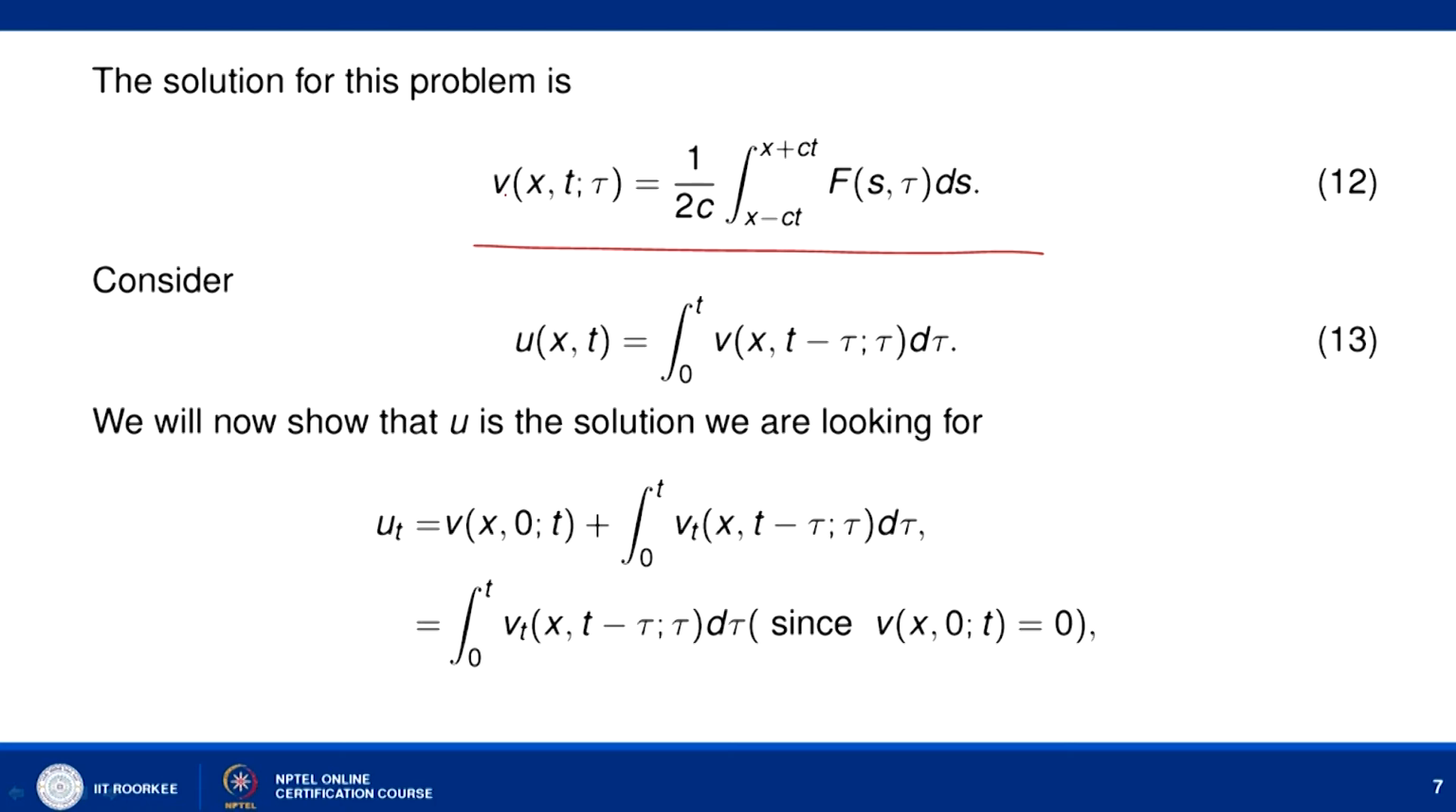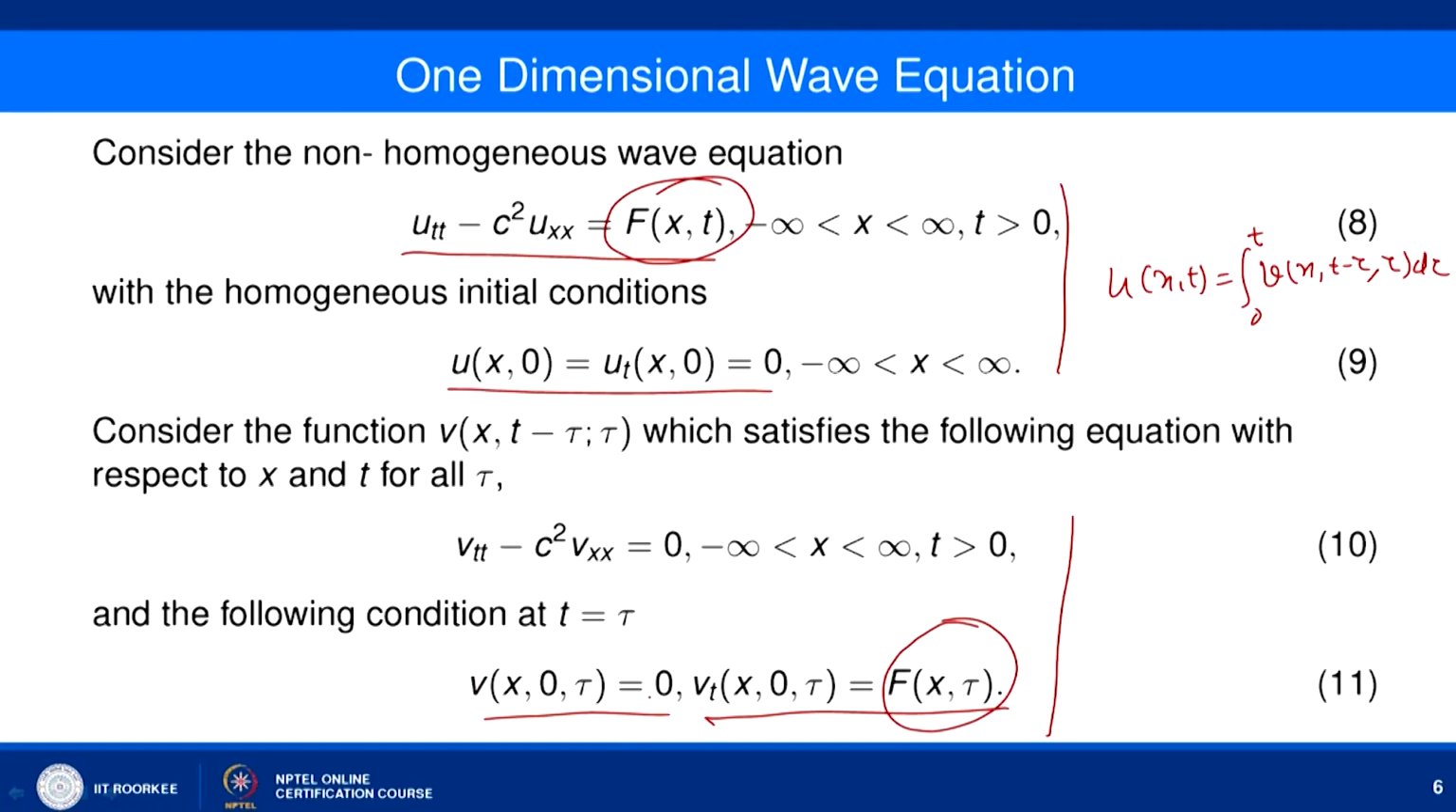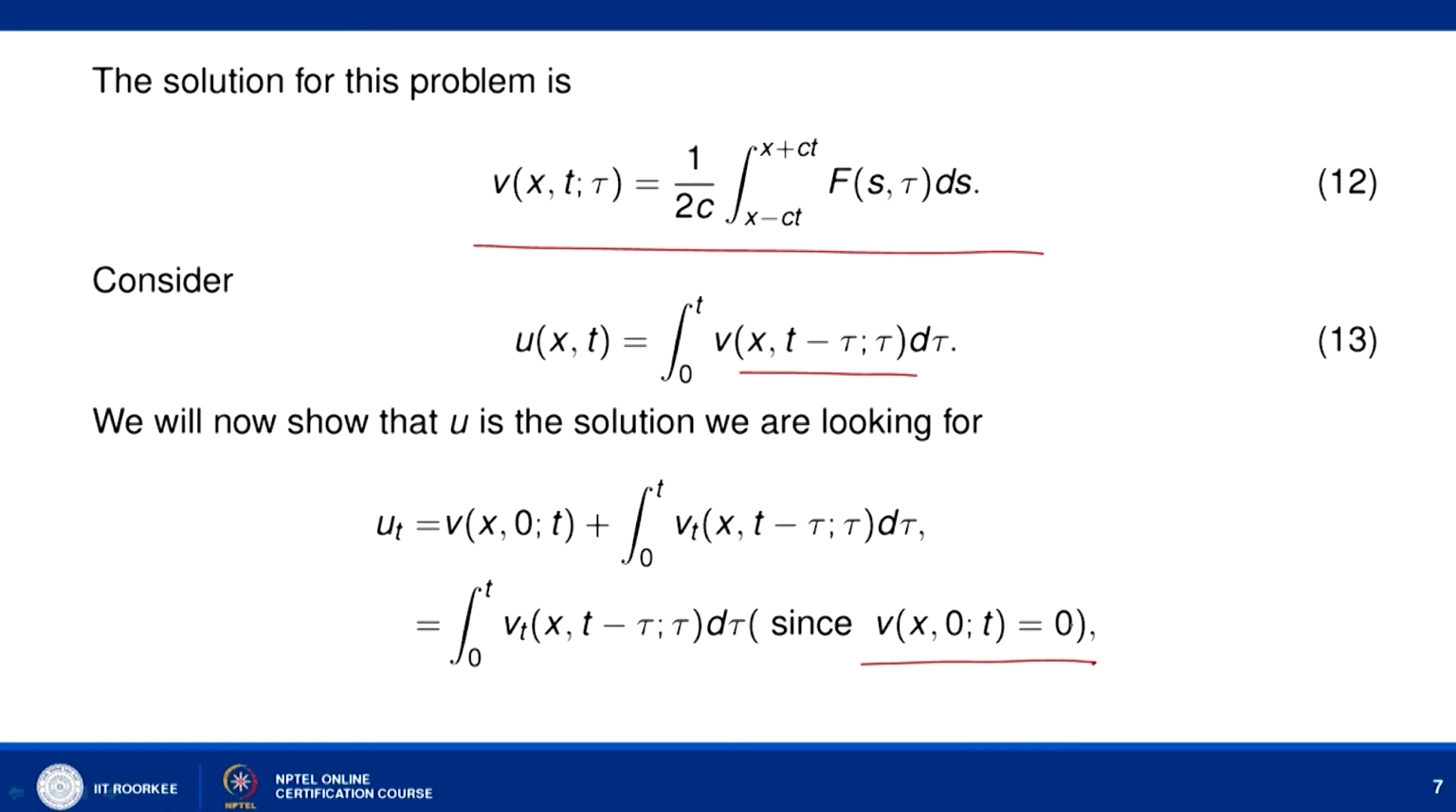Now, we already have the expression for v(x, t; tau), so we can always find the expression for v(x, t minus tau; tau). Let us verify that this will be a solution of our non-homogeneous equation with homogeneous initial conditions. So, we find u_t, which is v(x, 0; tau) plus the integral from 0 to t of v_t(x, t minus tau; tau) d tau. Since v(x, 0; t) is given as 0, that is what is written here: v(x, 0; tau) is equal to 0 at t equal to tau. So, we can write u_t as the integral from 0 to t of v_t(x, t minus tau; tau) d tau.